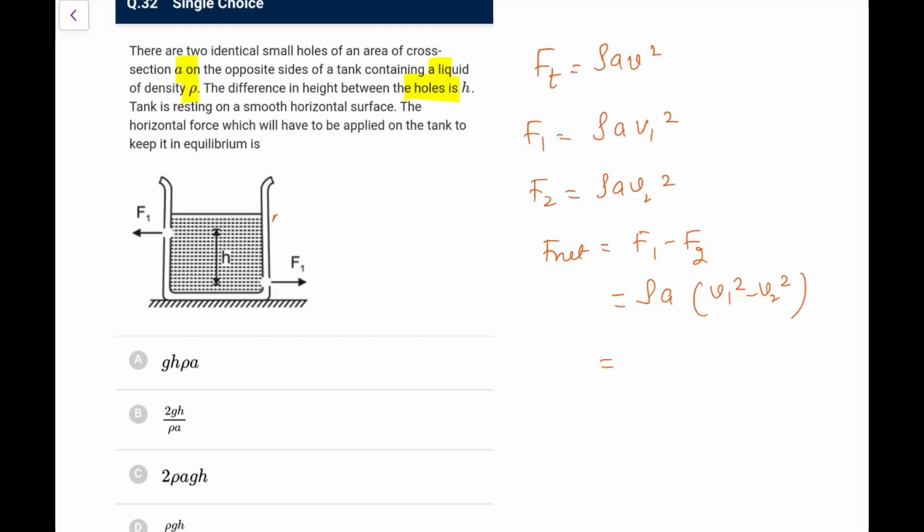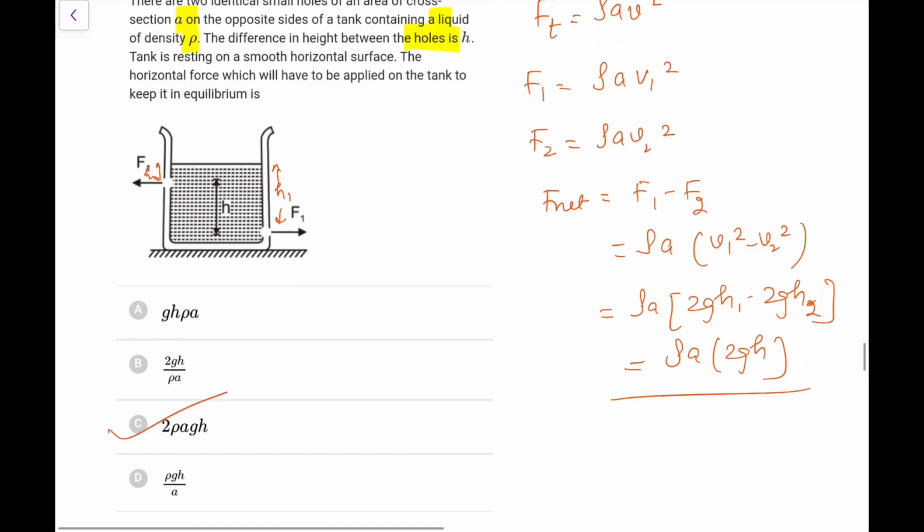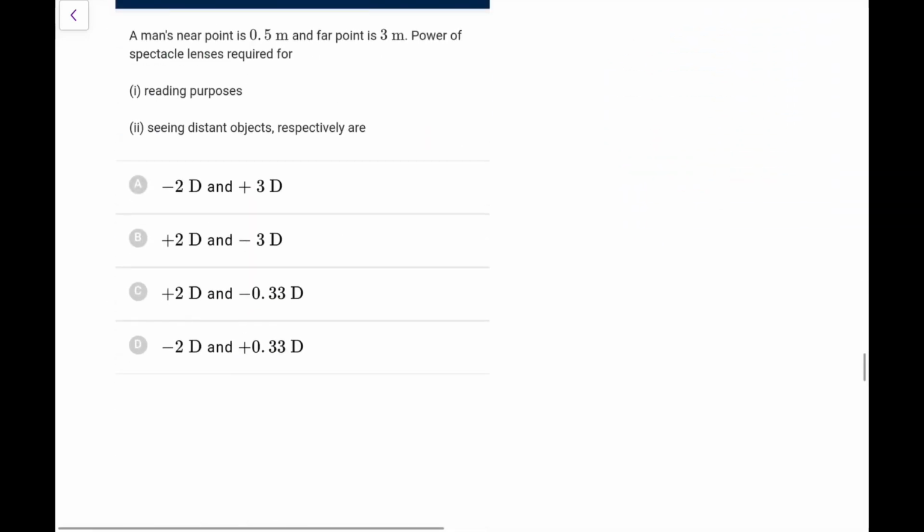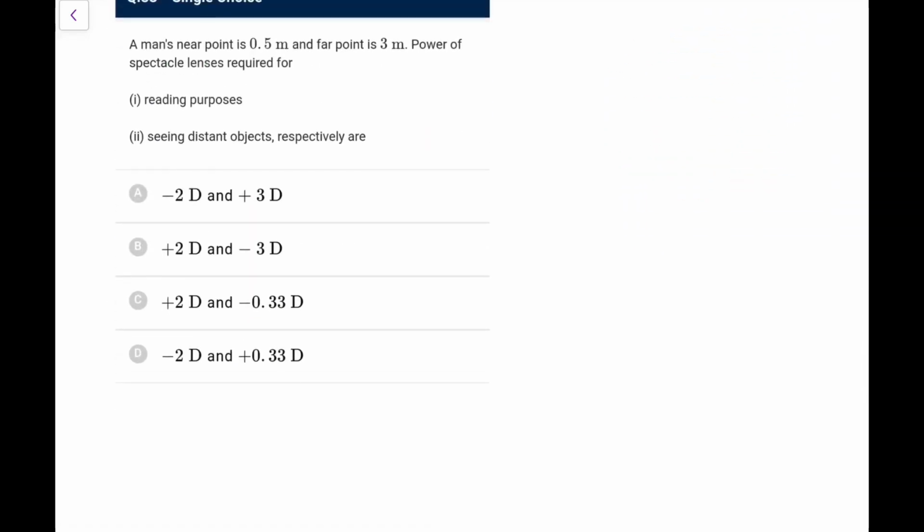You know, v1 square would be 2g h1 and v2 square is 2g h2, and you are given the difference, h1 minus h2, which is 2h, so it is rho a 2gh. So this is the net force, and this force you have to apply in the opposite direction of the resultant of these two, so the value you need is rho a gh. Directly you can say.